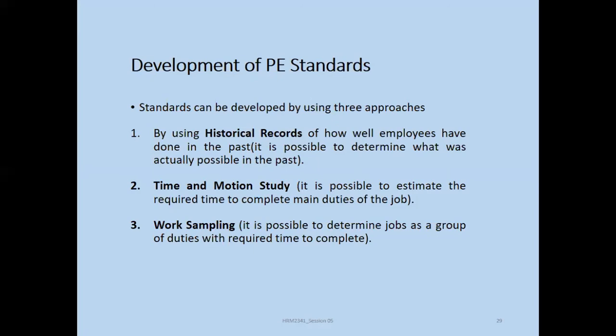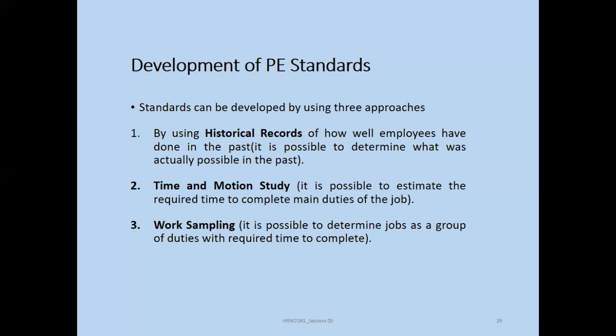Then, if they need 10 minutes to complete their main duty, and they are employed for one hour, they can perform 6 times their main duty. Then if we employ that type of employee 6 hours per day, we can determine how many times they can perform their duties: 6 into 6, 36 times.